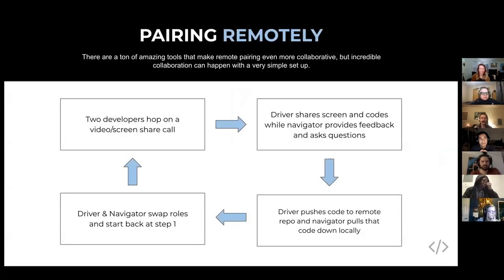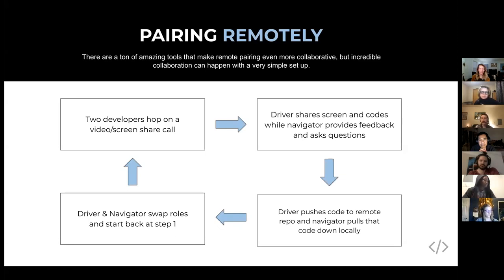There are tons of really cool tools that can make pair programming remotely even more collaborative, but you can do incredible collaboration even with a pretty simple setup. There's a cycle to this, and we'll start at the top left here, where two developers just hop on a video or screen share call, which I'm sure y'all are familiar with now, having worked on the project and paired on certain things. The driver is usually the person who is sharing their screen and doing the coding, while the navigator is, of course, providing feedback and asking questions about the code.